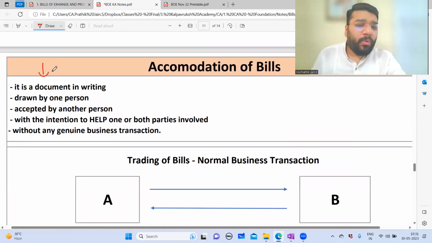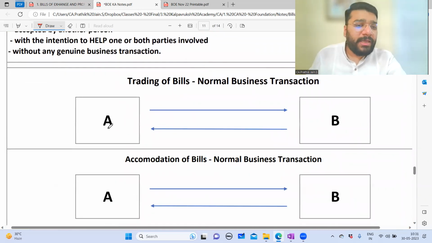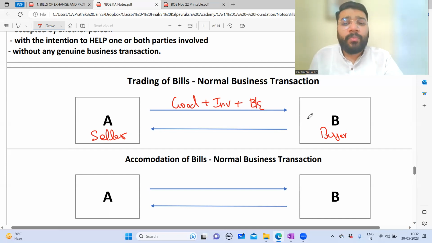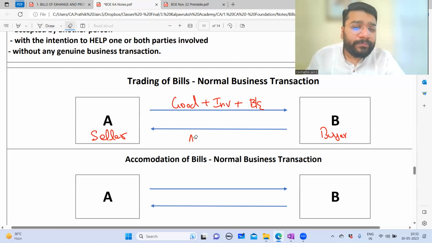Before I theoretically explain what that is, let's understand a scenario. Guys, this is A, the seller. B is the buyer or customer. Normally what happens is, the seller sells the goods to the buyer, or the buyer purchases the goods from the seller. Along with the goods, the invoice is sent as supporting evidence, plus a bill of exchange is executed, which the buyer in return will accept and give back to the seller.